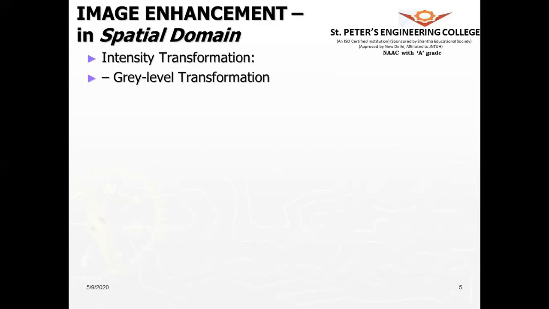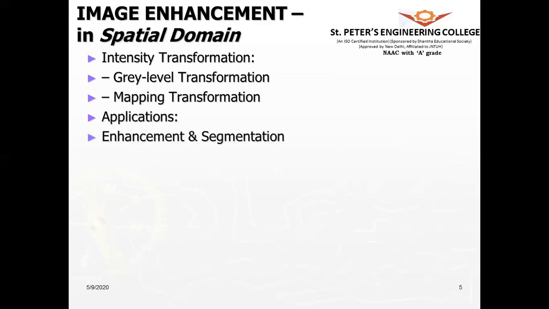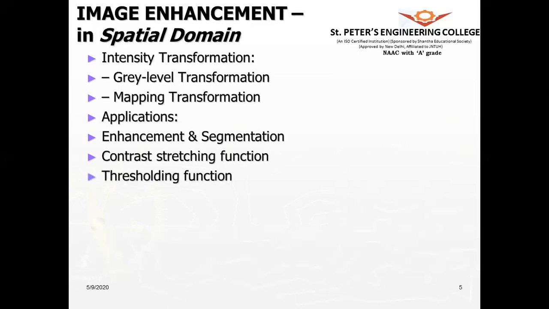What are the transformations that you can do? You can perform gray level transformation. You can perform mapping transformation. What are the applications that use this intensity transformation? You can use it for image enhancement. You can use it for segmentation. You can use it for contrast stretching. You can use it for the thresholding function.